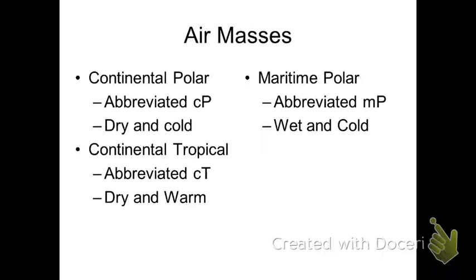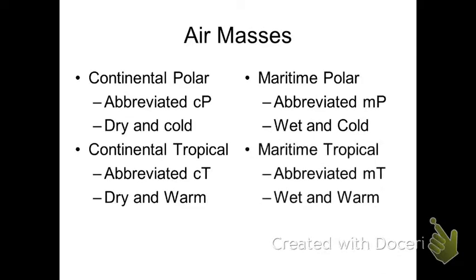Maritime polar, lowercase m, capital P. They're wet and cold. Maritime polar comes from like the northern Atlantic and the northern Pacific. And maritime tropical, lowercase m, capital T. These are moist and warm air masses coming from the Gulf of Mexico and the Atlantic off of Florida, Caribbean also.